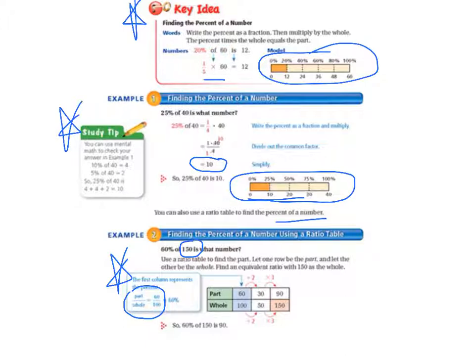So 100 divided by 2 equals 50, and 60 divided by 2 equals 30. So we have 30 50ths in the second column. And then we multiply by 3, because 50 times 3 equals 150. And then if we do that to the bottom, we have to do it to the top. And 30 times 3 equals 90. So 90 150ths. So we know that 60% of 150 equals 90.